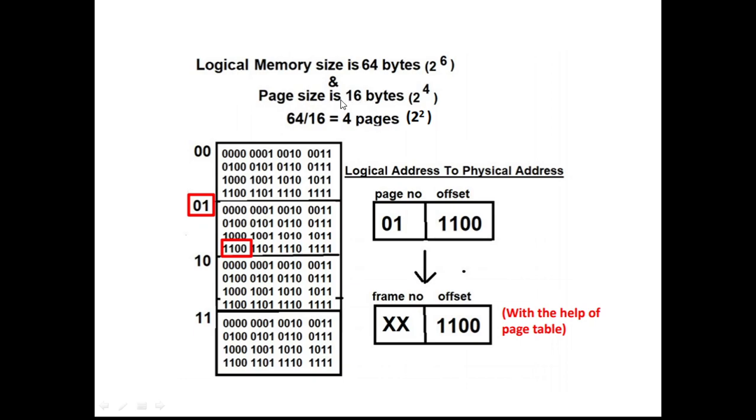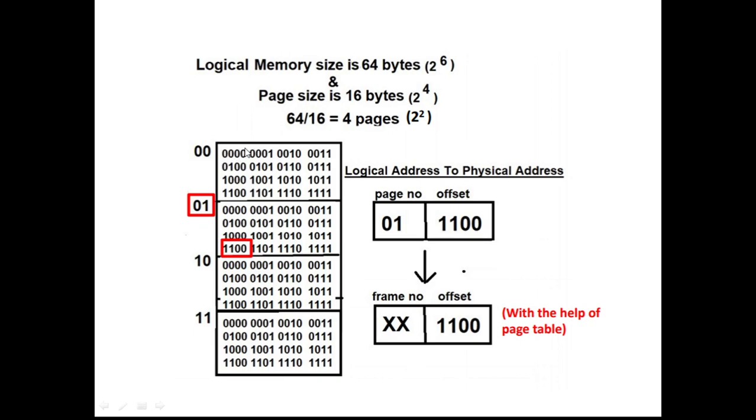Since the page size is 16 bytes and the total logical memory space is 64 bytes, the number of pages that are going to be present is 64 divided by 16. So this is the correct result. Given 64 is the total memory size, split into pages of 16 bytes, we are going to have 4 pages: page 0, page 1, page 2, page 3. Within each page we have 16 bytes.